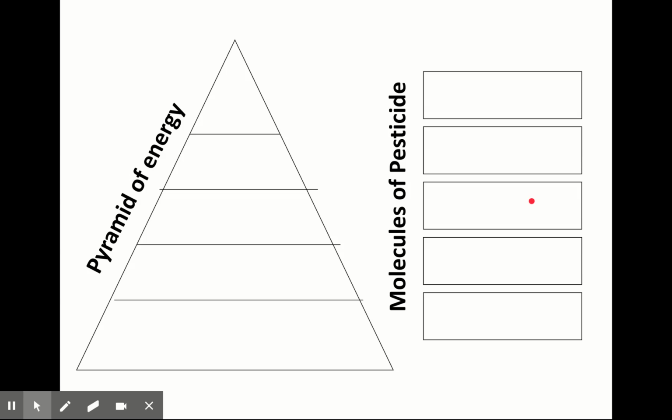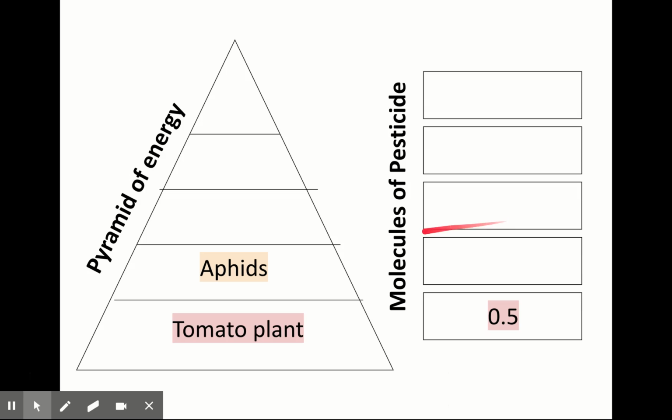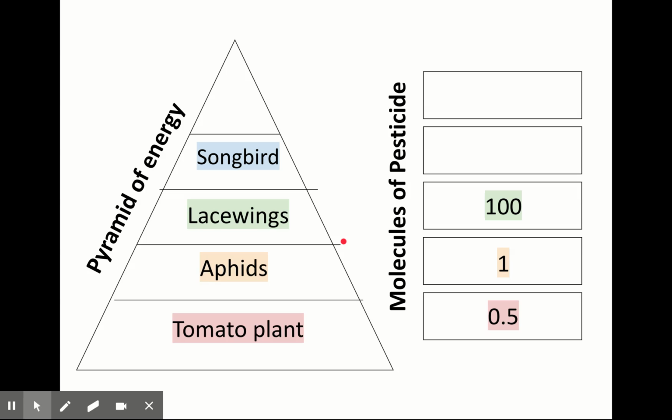So if we turn the food chain into a pyramid of energy, so it's easier to visualize, the tomato plant or the producer was sprayed with pesticides that had 0.5 molecules of pesticide in each of its leaves. The aphids, which are the primary consumer, would then have 1 molecule of pesticide inside it. The lacewings, which are the next stage up, so our secondary consumer, would have 100. The tertiary consumer, which is the songbird, would have 1,000. And at the top of the food chain, the falcon would end up with 5,000 molecules of pesticide.